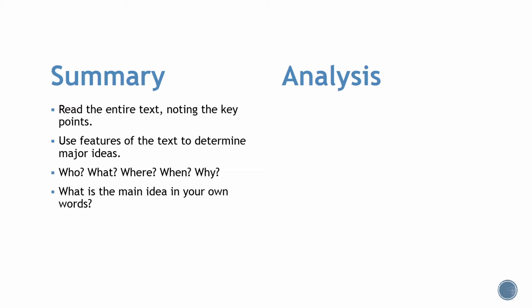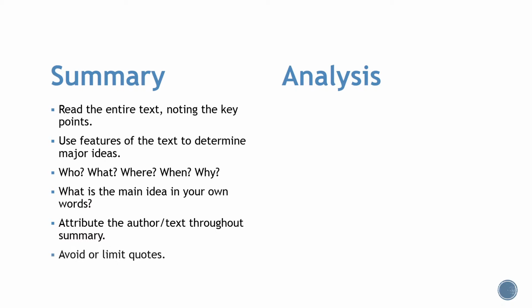In the summary, you're going to want to state the main ideas of the text in your own words. Make sure to attribute the author and/or text throughout the summary so the reader can differentiate between the author's ideas and your own. You will want to avoid or limit quotes. That is because you want to put the text into your own words, as opposed to having the quotes doing the explaining for you.